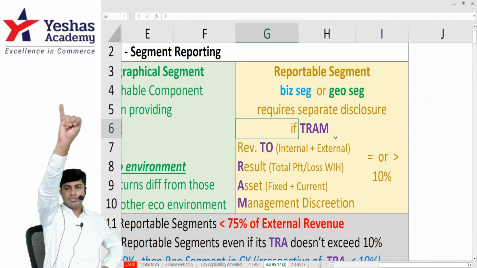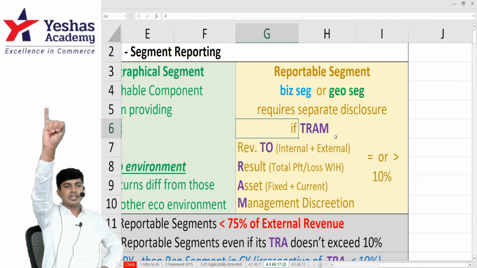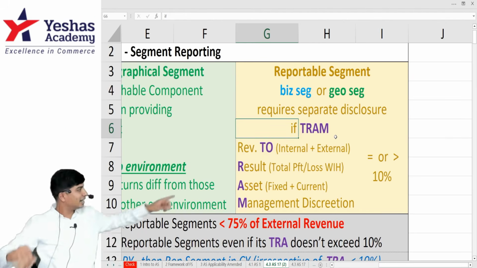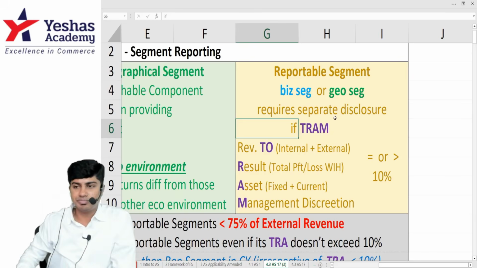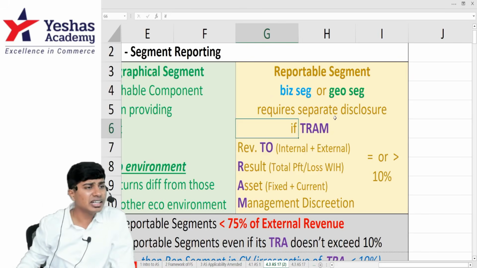We'll start with T. What is T? Here T is turnover. Turnover means sales, revenue.